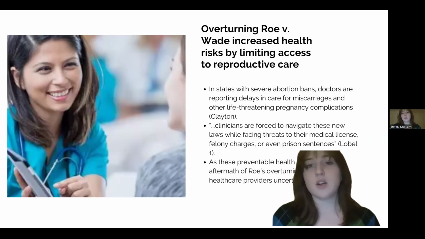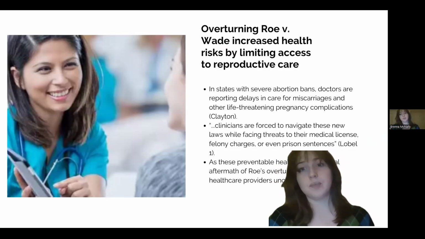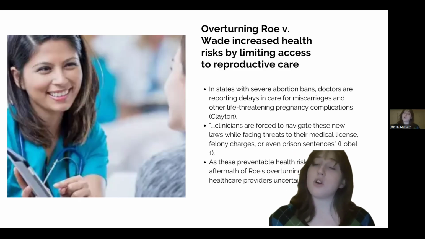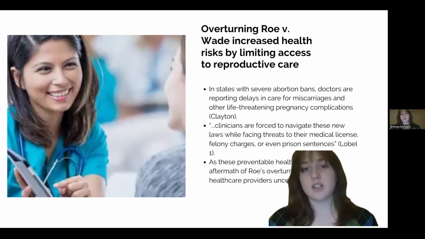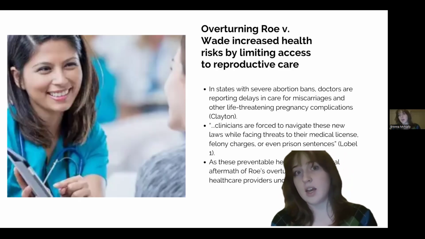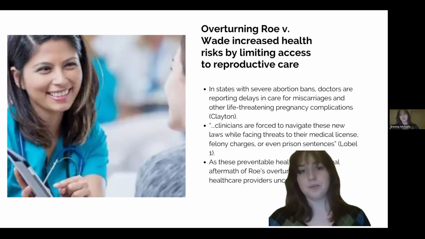So, the overturning of Roe v. Wade increased health risks by limiting access to reproductive care. In states with severe abortion bans, doctors are reporting delays in care for miscarriages and other life-threatening pregnancy complications. An instance is there was this 10-year-old rape victim in Ohio who crossed state lines in order to receive the health care that she required, and the doctor who was able to provide that, even though they were in a state that had not yet overturned, the physician still faced repercussions and almost lost her license.